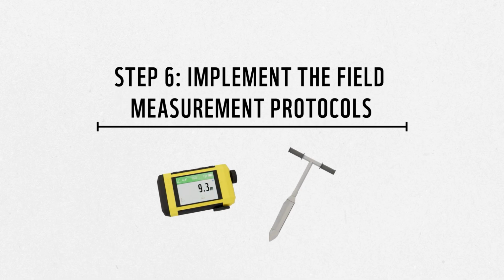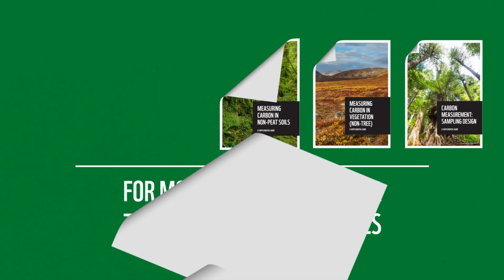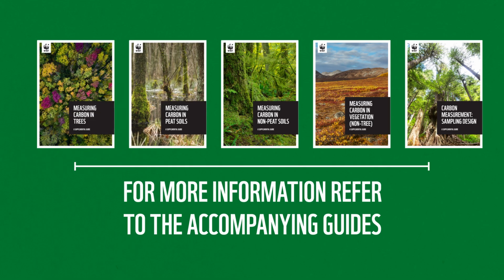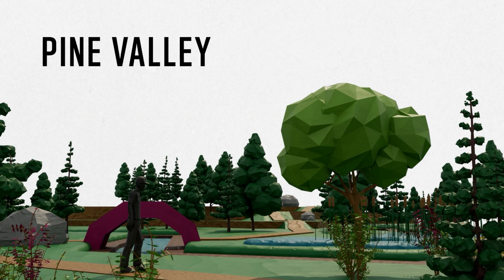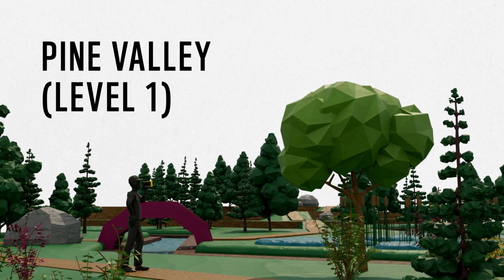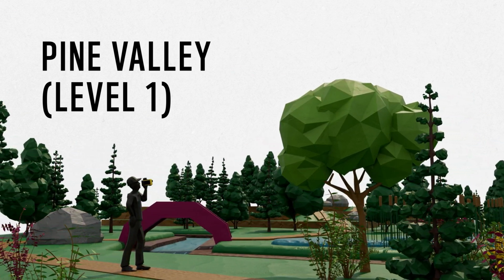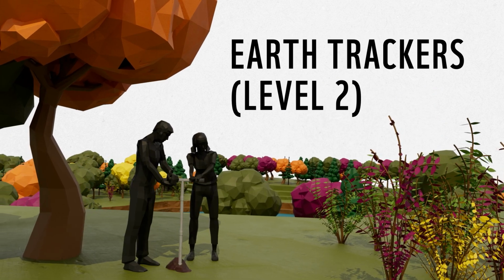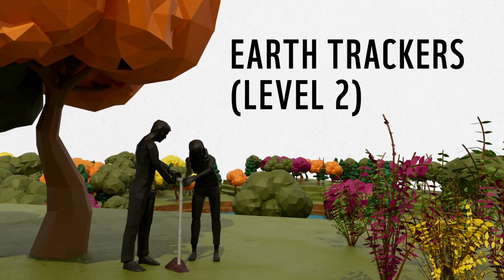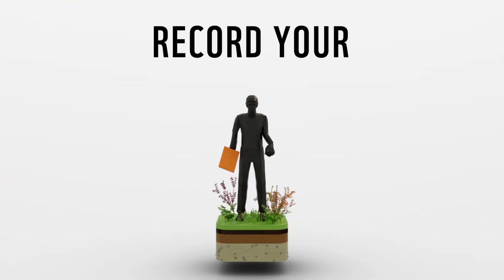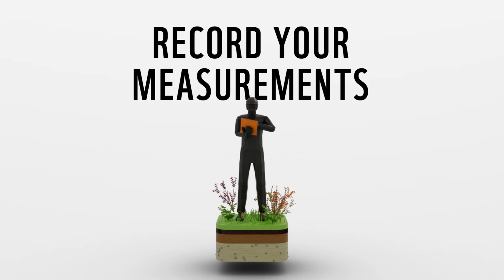Step 6 is where you head into the field and start collecting data. For more information on field protocols for trees, non-tree vegetation, peat soils, and non-peat soils, take a look at the guides in our learning library. Pine Valley decided to measure both trees and smaller vegetation. Earth Trackers followed similar ones, but also included soil sampling. Both teams recorded their measurements using data sheets and followed guidance based on the carbon pools they were studying.